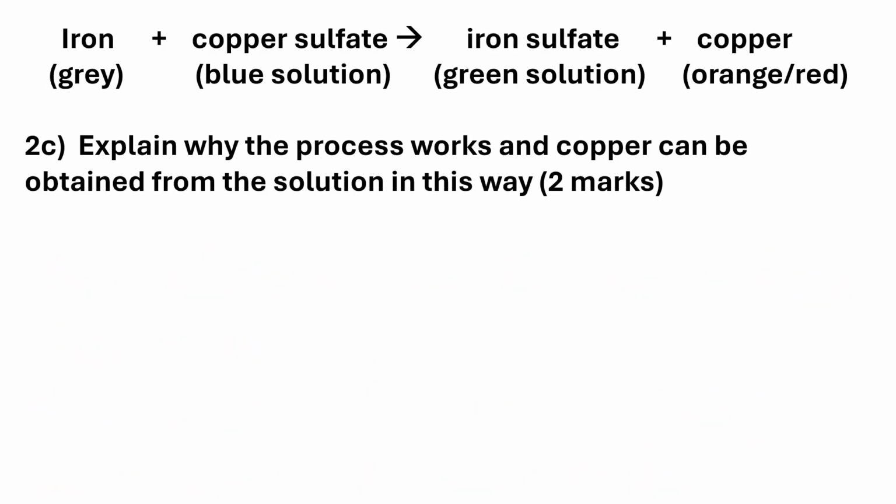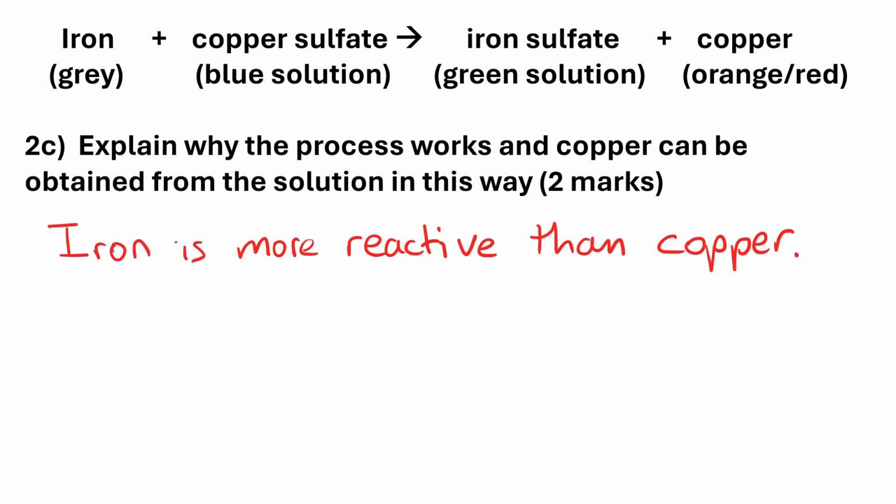Sticking with the same equation, question 2c, explain why the process works and copper can be obtained from the solution in this way. Well, first of all, we need to say iron is more reactive than copper. And that means that iron can displace copper.